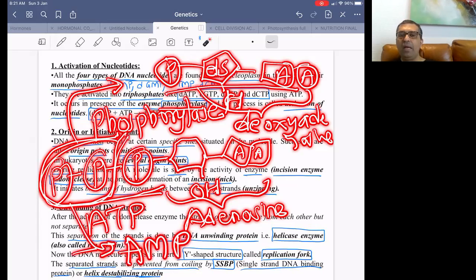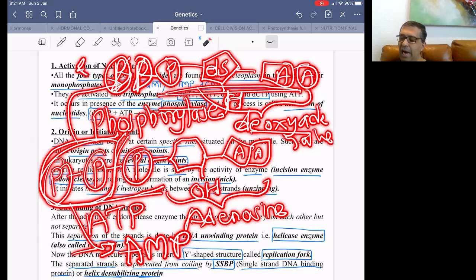And ATP becomes AMP. And on deoxyadenosine monophosphate, phosphorylase supplies two phosphates. Two phosphates. So what does deoxyadenosine monophosphate now become? Deoxyadenosine triphosphate.